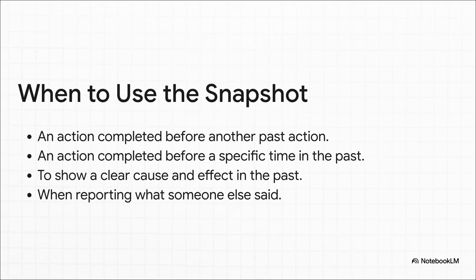So you're going to pull out this snapshot tool whenever you need to be super clear that one thing was finished before another past thing, or even before a specific time. Like by 2010, he had published 3 novels. It's also awesome for showing a really clear cause and effect, or for reporting what someone said. It's all about adding that extra layer of clarity and sequence.